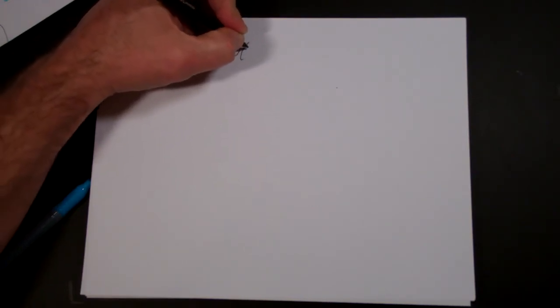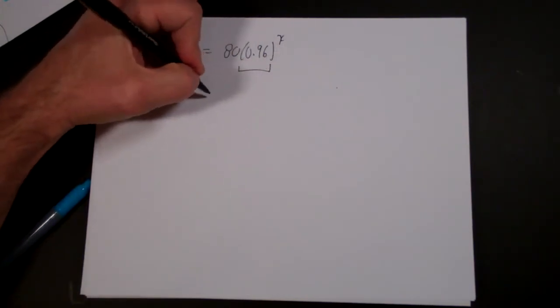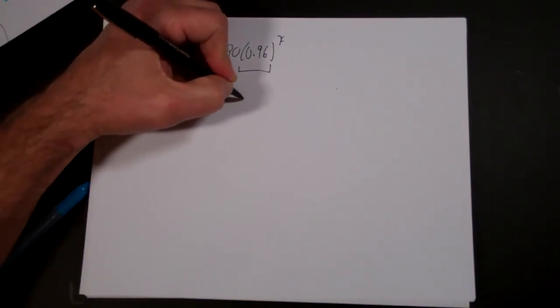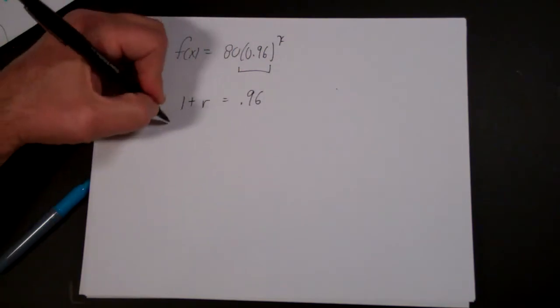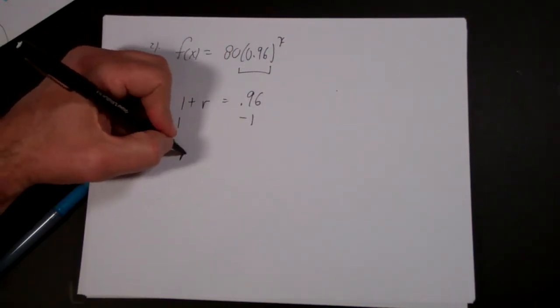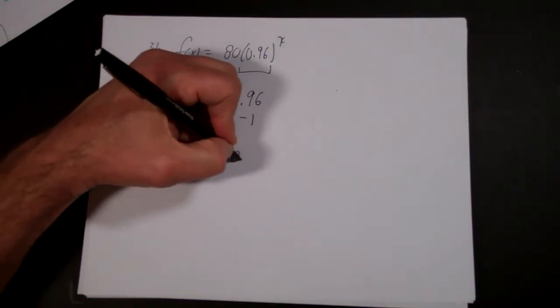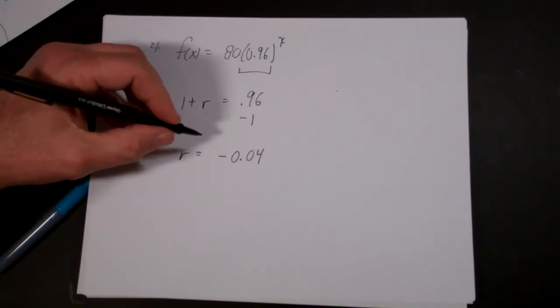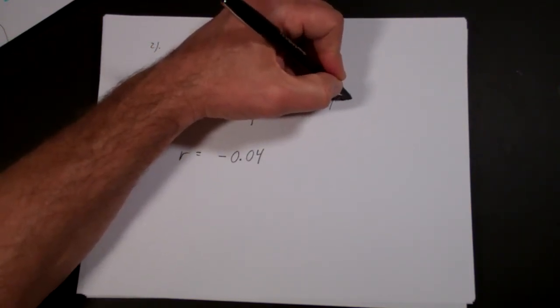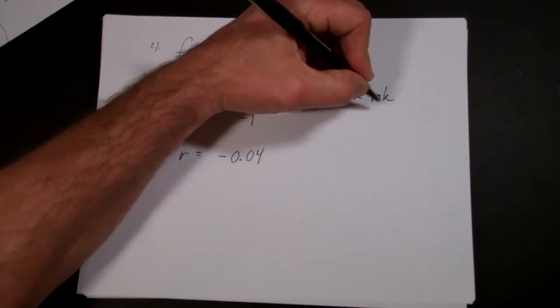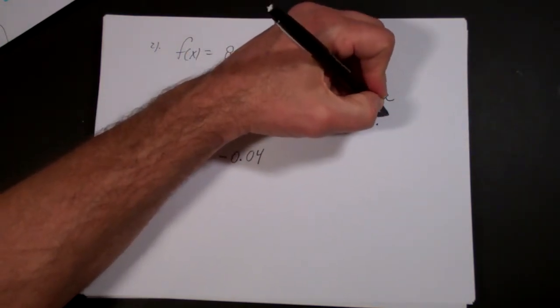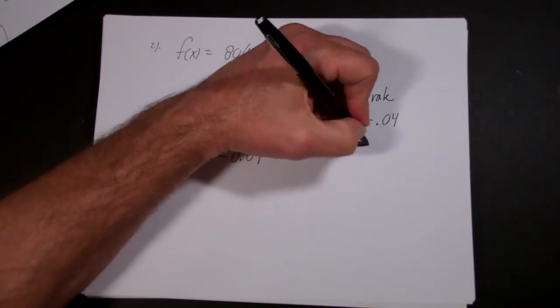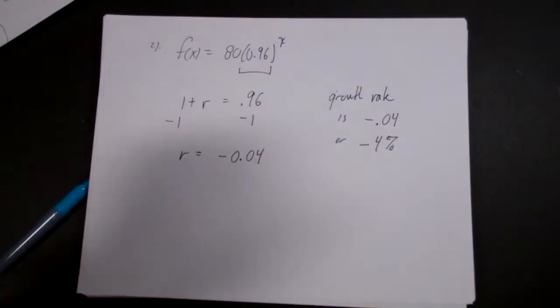In the second one, f of x is 80 times 0.96 to the x. Here you have 1 plus r is 0.96. So again, you subtract 1 from each, and you have r is equal to minus 0.04. So that's the growth rate. We say the growth rate is minus 0.04, or you can put it in percentage terms, minus 4%.